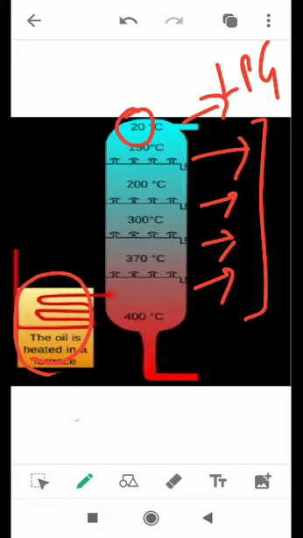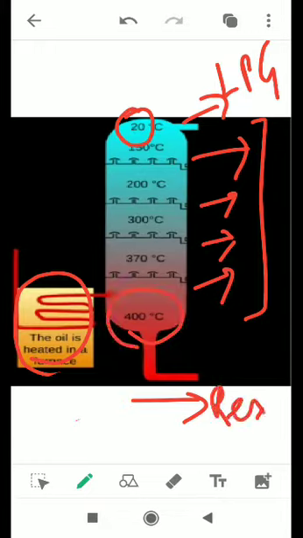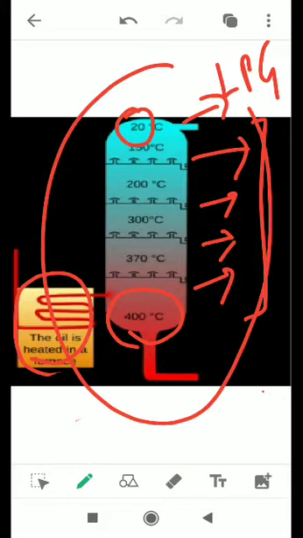And as we move downward, see, this is 400 degrees Celsius, so here we get the residue. The residue contains paraffin wax, and the most important thing found in the residue is the bitumen or the asphalt, which is used for surfacing the road. Okay, so students, this is called the fractionating tower. What is this? Fractionating tower or the fractionating column.